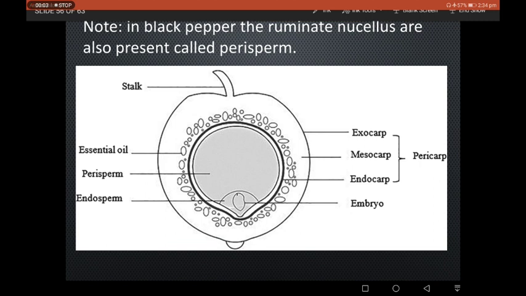We studied earlier about nucellus. In black pepper, the persistent nucellus is also present, called perisperm. In this picture, you can see the perisperm here. That means these perisperms are degraded in most fruits, but in the case of some fruits, these perisperms remain present. That is the remaining portion of nucellus.